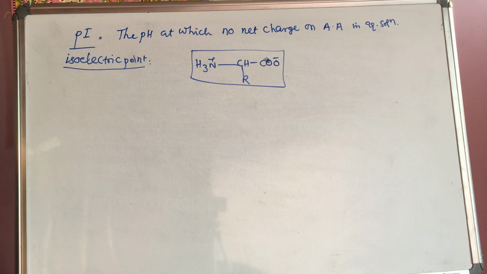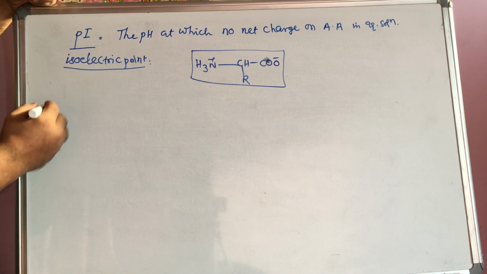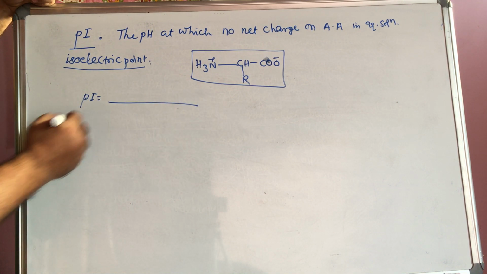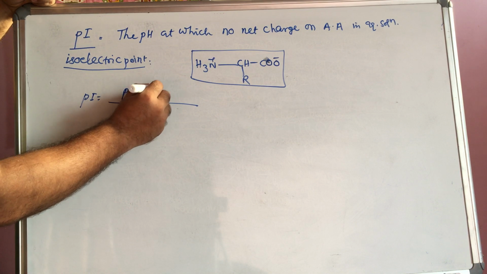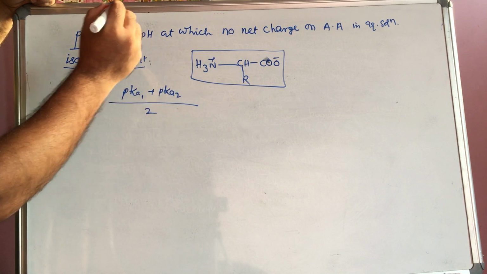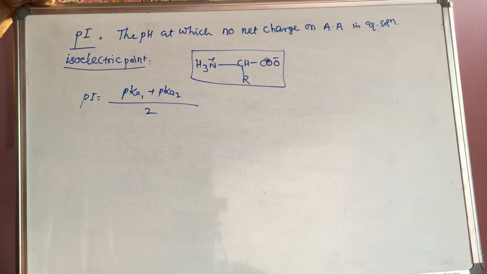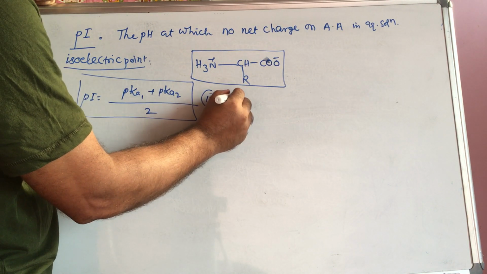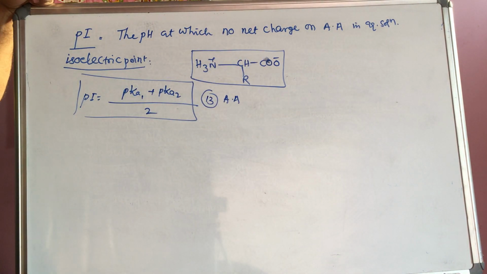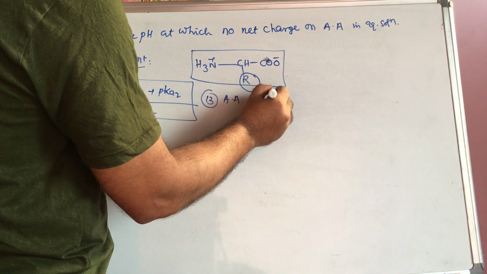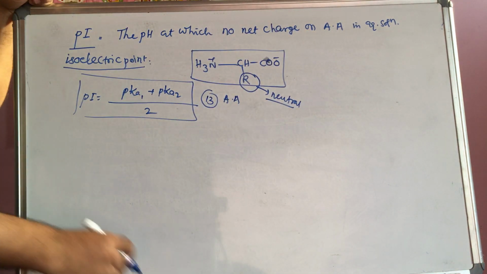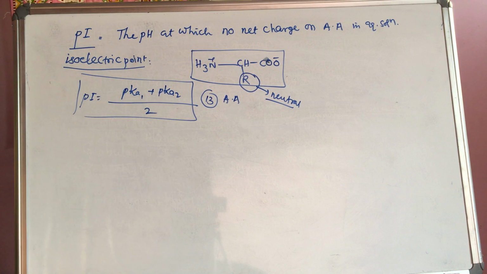So this isoelectric point is very important for amino acids. How do we calculate it? Generally, the isoelectric point is the average of pKa1 plus pKa2. This formula is applicable for nearly 13 amino acids which have a neutral alkyl group, which means there are no polar groups. For the remaining ones, that is a higher concept.